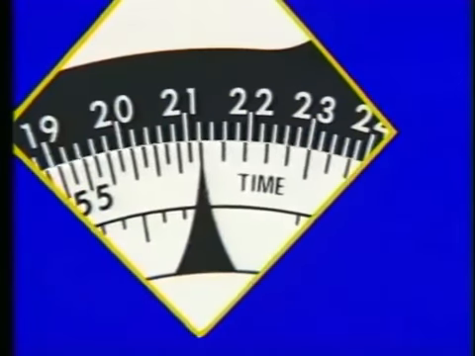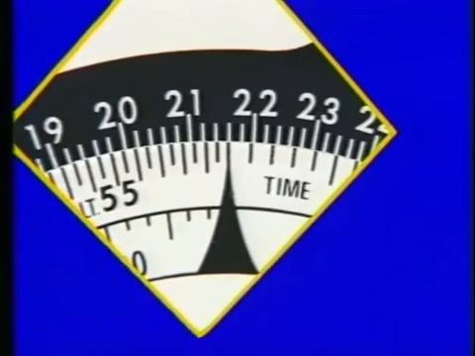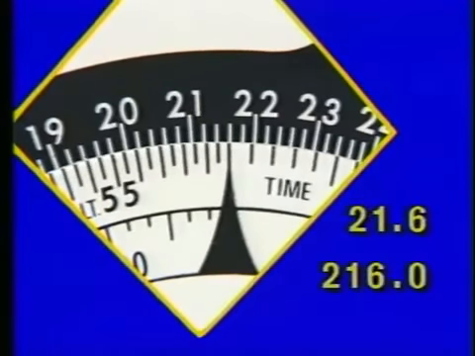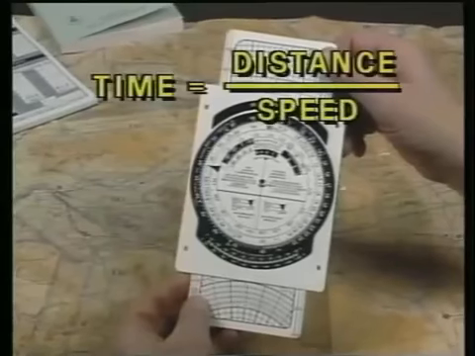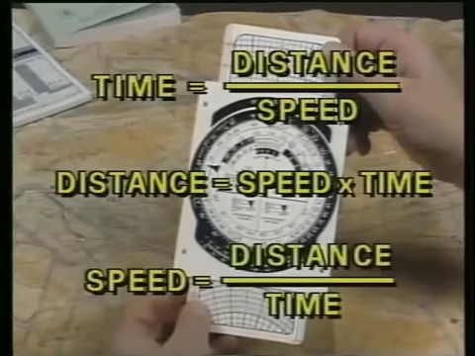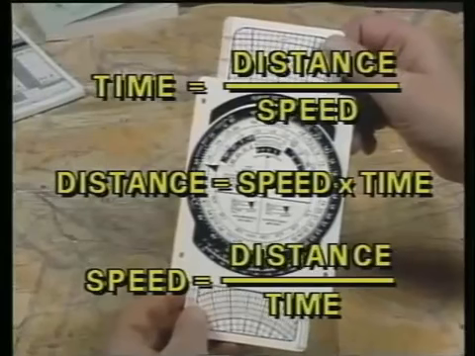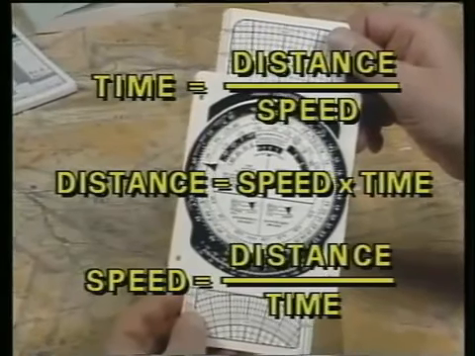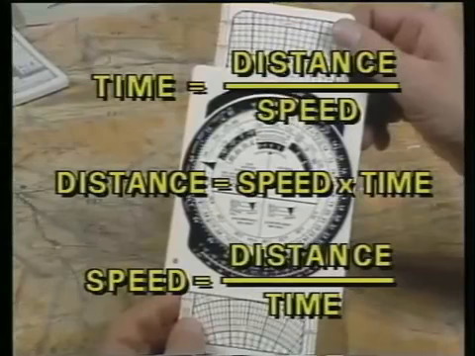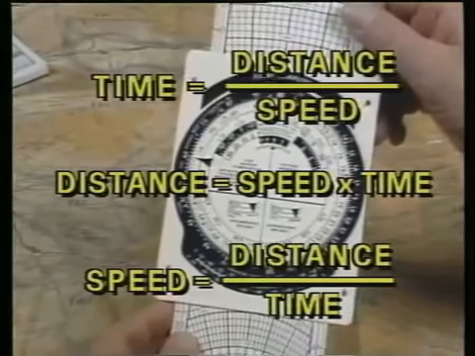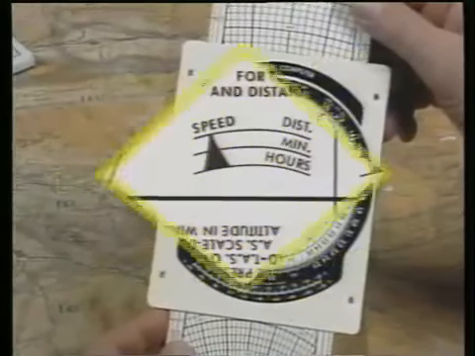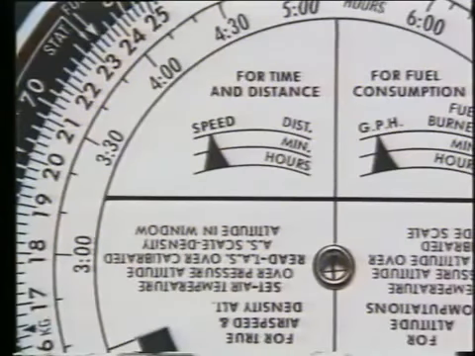Here, each line represents 2 units, so the third line right of 21 could be 21.6, 216, and so forth. Most of the calculations on the computer are ratios or fractions. For example, when determining time, speed, distance problems, there are 3 variables: elapsed time, speed, which is usually ground speed, and distance. If you know any 2 of the variables, you can quickly solve for the third. The face of the computer shows you how to solve for the unknown value in these ratio problems.